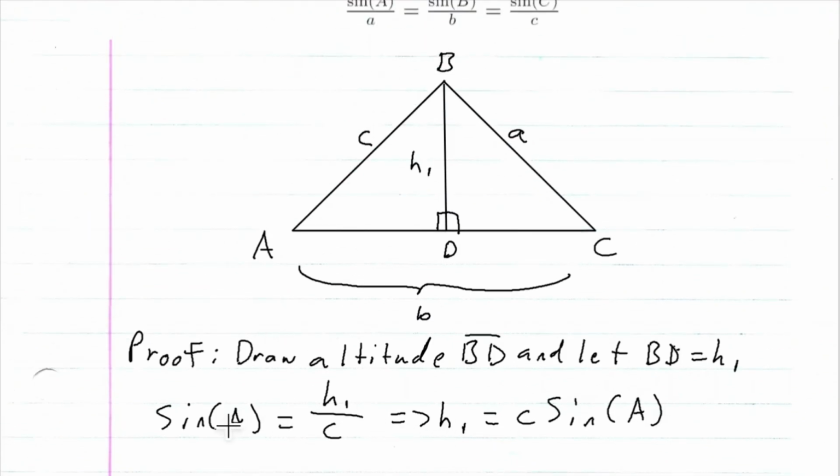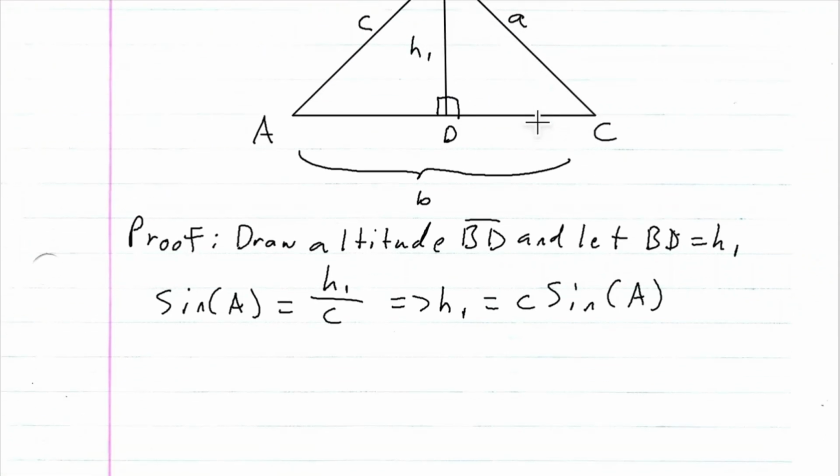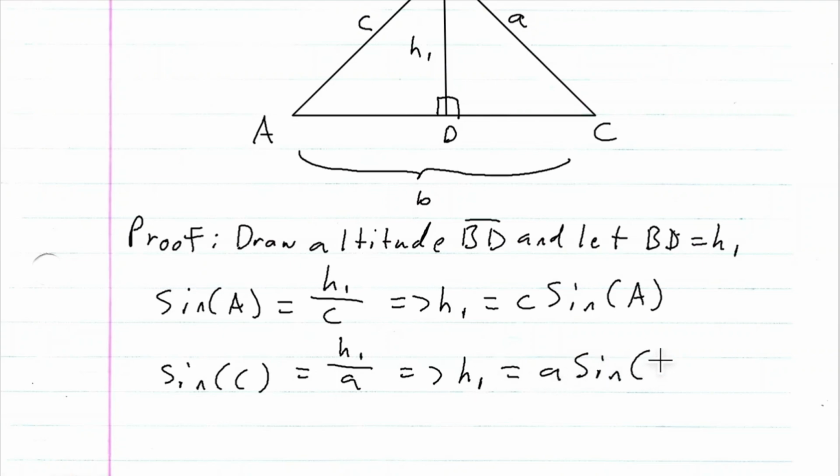We can do the same thing with sine of C. Sine of C will be opposite h1 over hypotenuse a. So sine of C will be equal to h1 over a. And then multiplying both sides of this equation by a, we get h1 is equal to a sine of C. Now we have this height 1 is equal to c sine A, and the same height 1 is equal to a sine C.